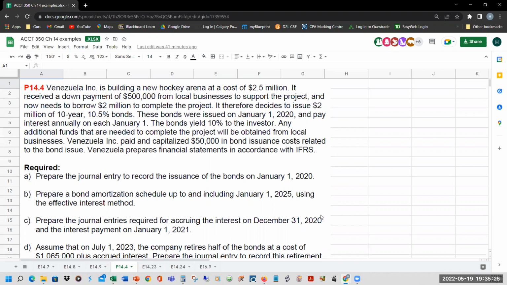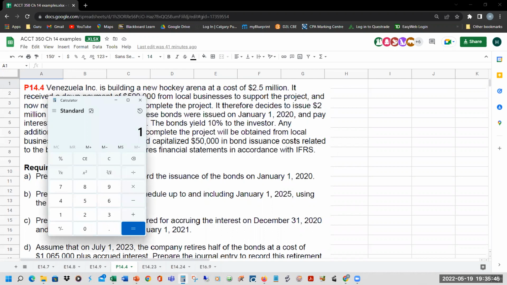Is it 2 million multiplied by the percent, the 10.5? That is correct. So 10.5% is the bond rate, the stated rate. So if you multiply 2 million by the 10.5%, you get 210,000. So absolutely correct there.